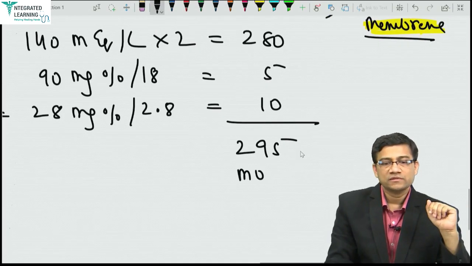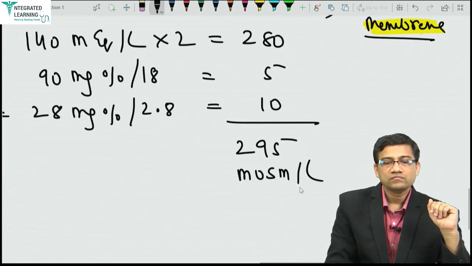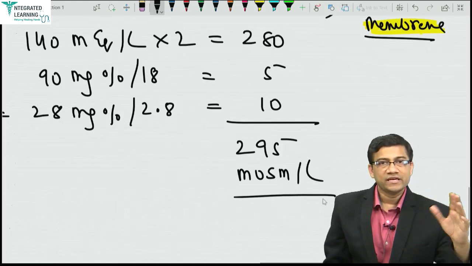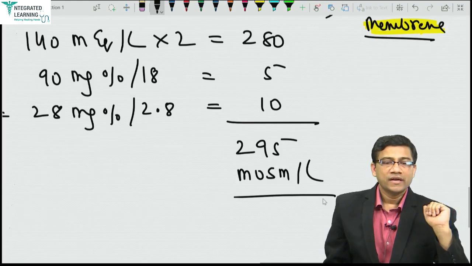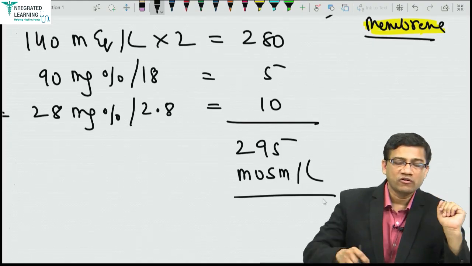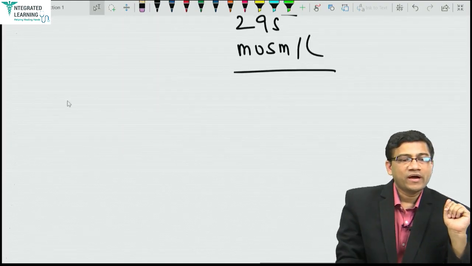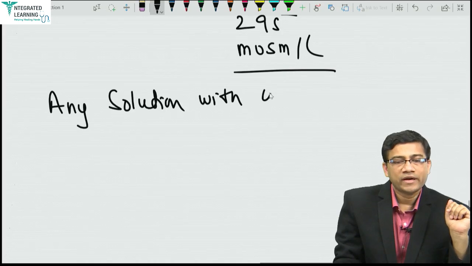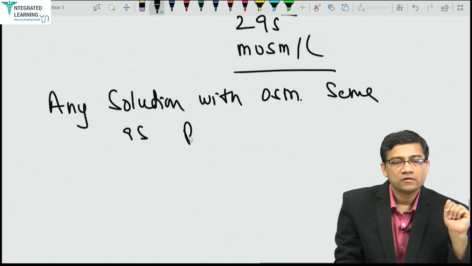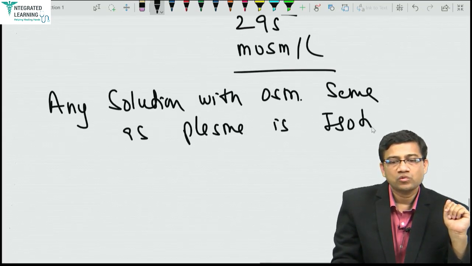So multiply this milli. So that's how you calculate any kind of osmolarity. You add them and get the value. Now what is the osmolarity of plasma? We know this. Now any solution with osmolarity same as plasma is isotonic.